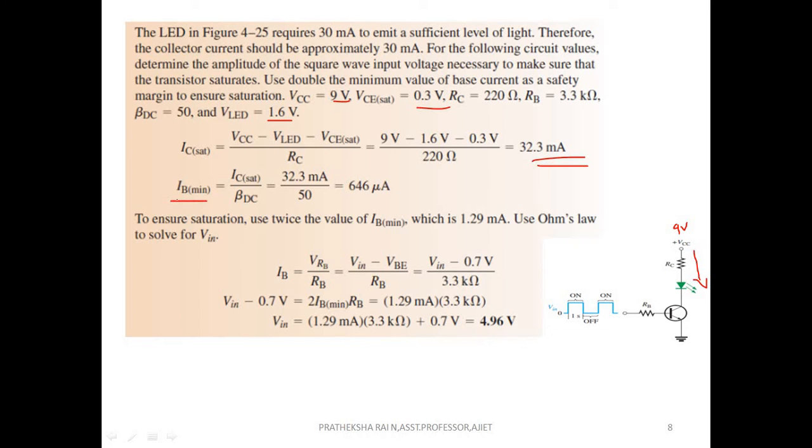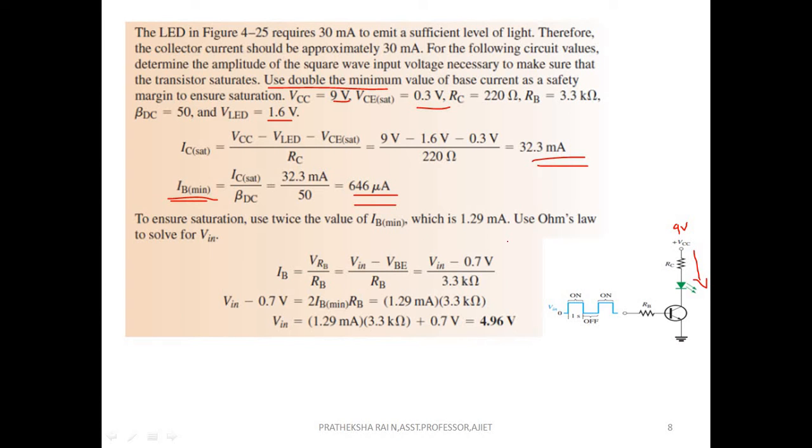From that, IB minimum is given by the equation IC sat divided by beta DC, which is 32.3 milliampere divided by 50. That is 646 microampere. So IB minimum we have got. Again, they have told us to use double the minimum value of base current to ensure saturation. So when you double the 646 microampere, you will get 1.29 milliampere.